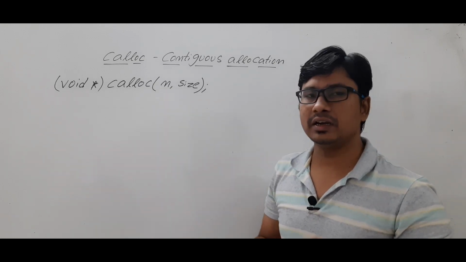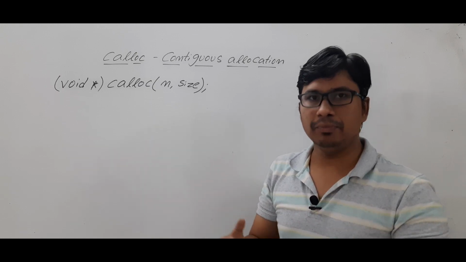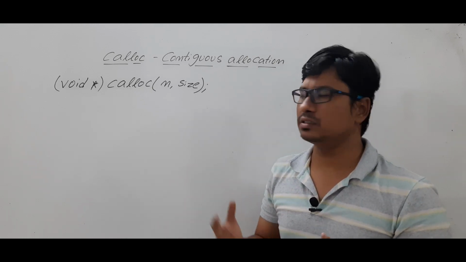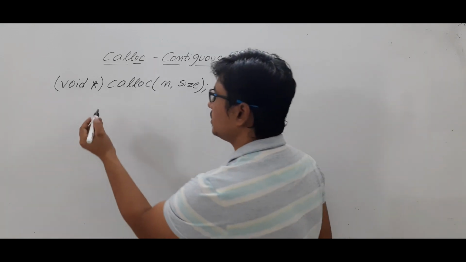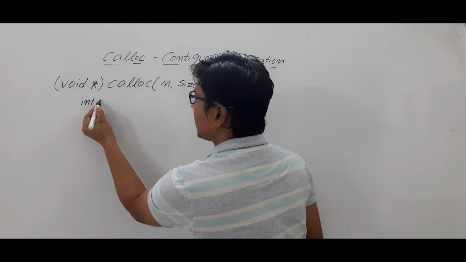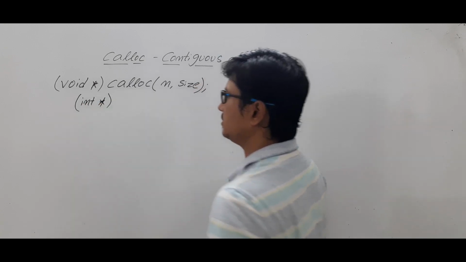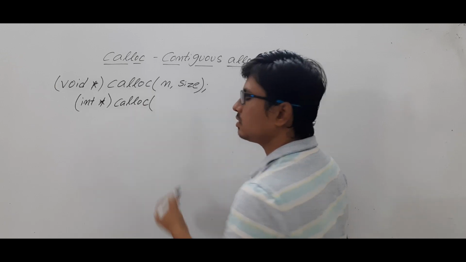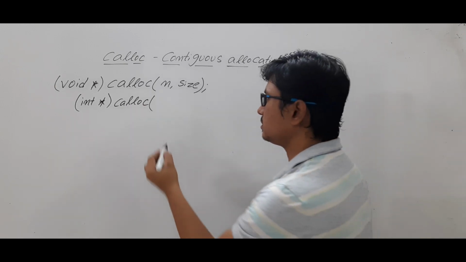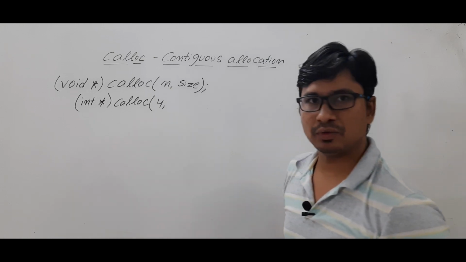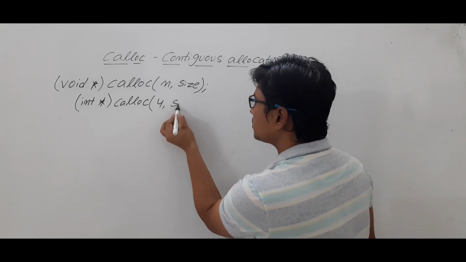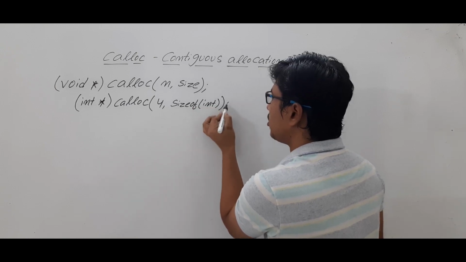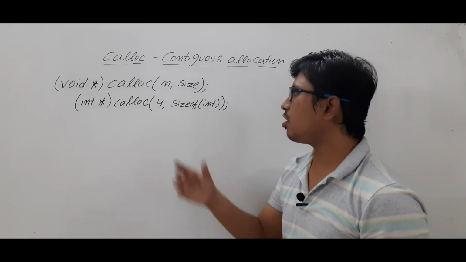To make you understand, let me create memory to store 4 integer constants. So let me write the program. You have to do the typecasting because you want to store integers, and the name of the function is calloc. You want to store 4 integers, so you are writing the n value as 4 here, and you don't know the size of int. You are writing the sizeof operator. sizeof is an operator.